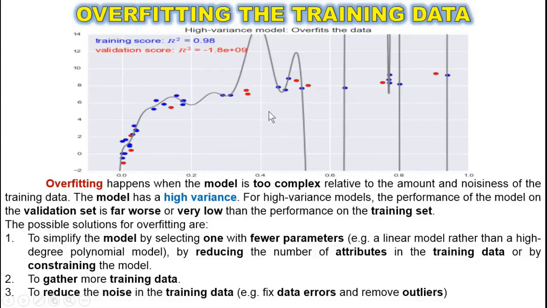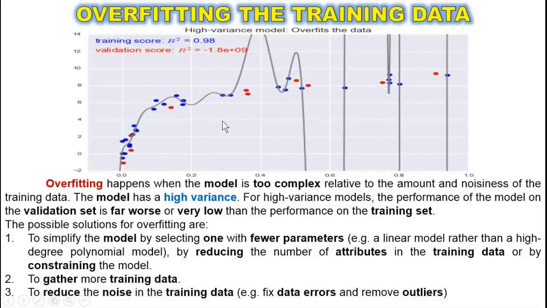If we look at this graph, the coefficient of determination, or R square, of the training is very high. But the coefficient of determination, or R square, of the cross-validation is very low. Therefore, the model has a high variance and overfits the data.